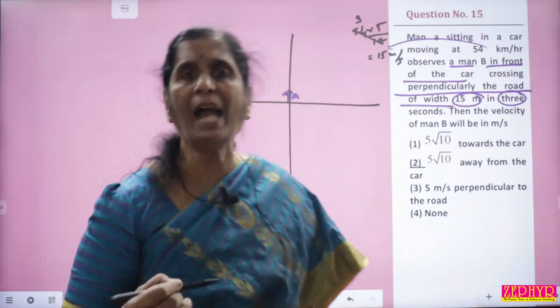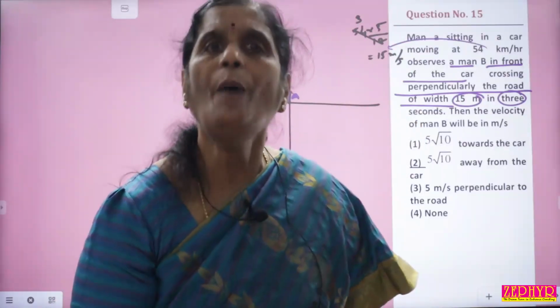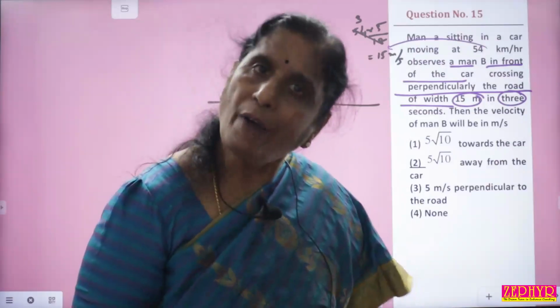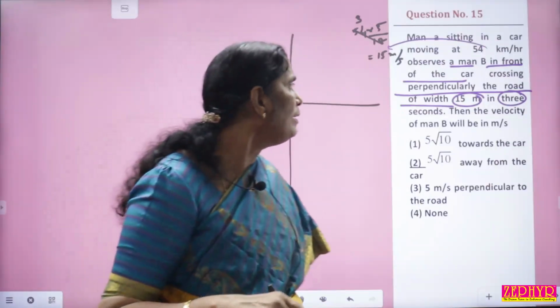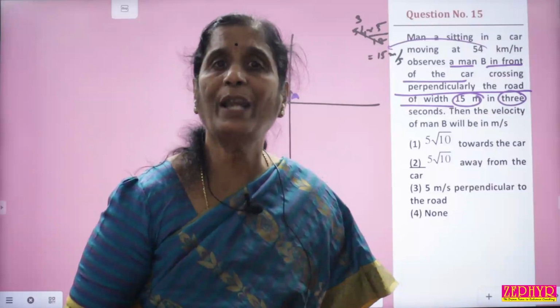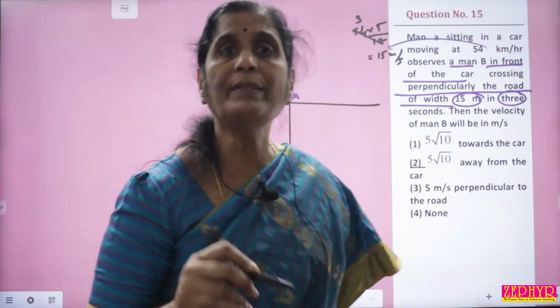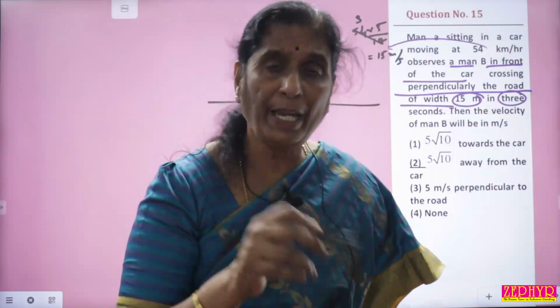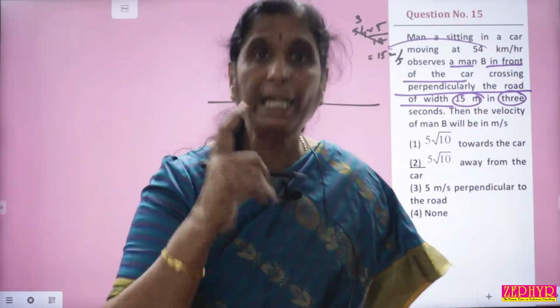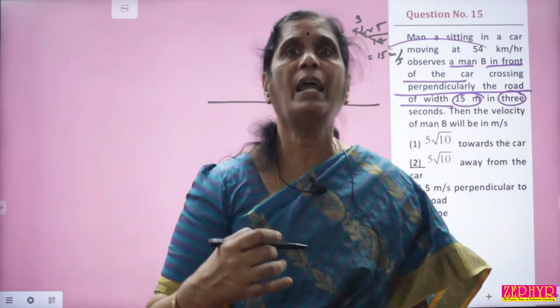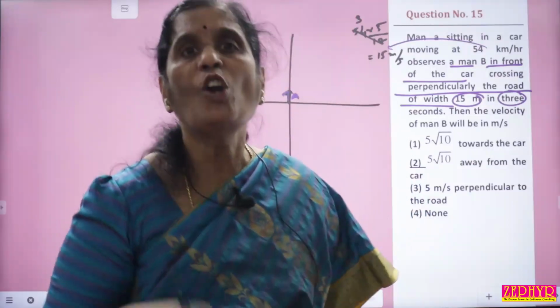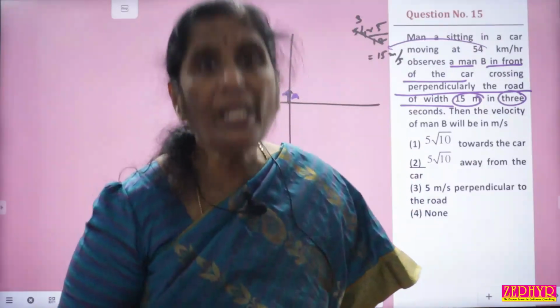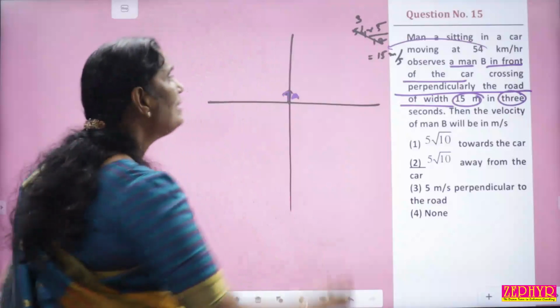A feels that B is crossing the road perpendicularly a distance of 15 in 3 seconds. Velocity of the second person with respect to A. It is VBA. It is not VB. It is not VA. It is VBA. A feels as if B is crossing the road perpendicular to the direction. Okay. So this is relative.